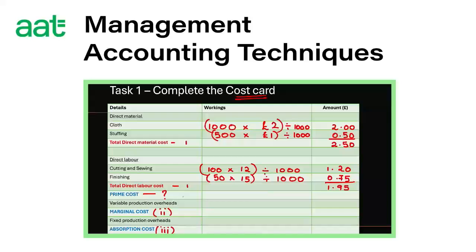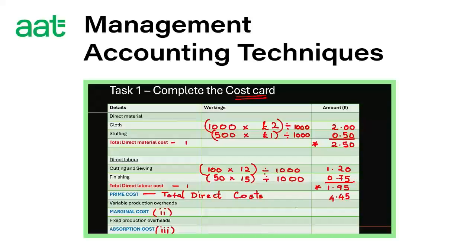Then maybe for a mark or 2, we might be asked to work out the prime cost. So the prime cost is, of course, the total direct costs added together. So it's your material, labor, and other expenses, but direct costs only. So these are our total direct costs. So we're going to add up our material cost and our labor cost. So the £2.50 and the £1.95 gives me £4.45 as my direct costs or my prime costs.